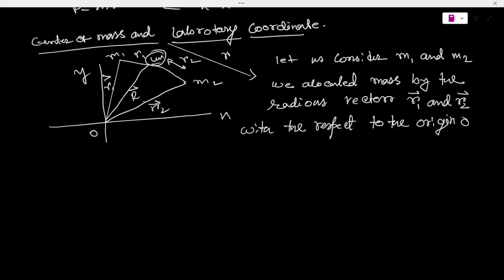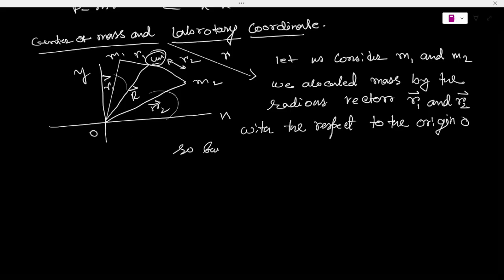Here R1 and R2 are called laboratory coordinates. Further, the particles can also be located with respect to the center of mass by radius vectors r1 and r2. These are called center of mass coordinates.